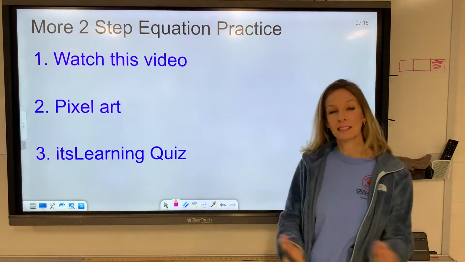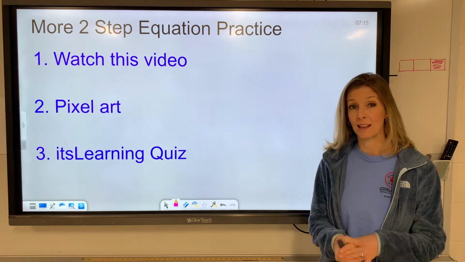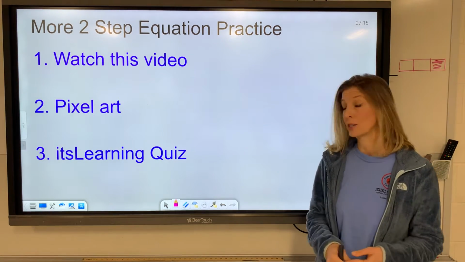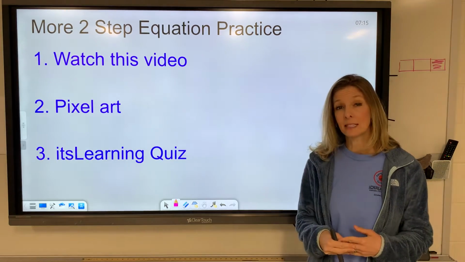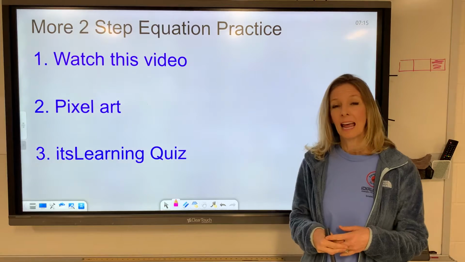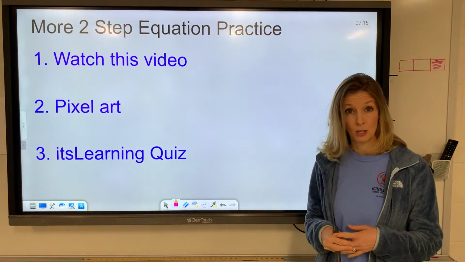I hope yesterday's lesson went well for you, that the videos helped, and that you got some good practice in with solving linear equations. We're just going to be continuing today to do more practice with solving two-step and more equations. And I had a couple other examples I wanted to show you.